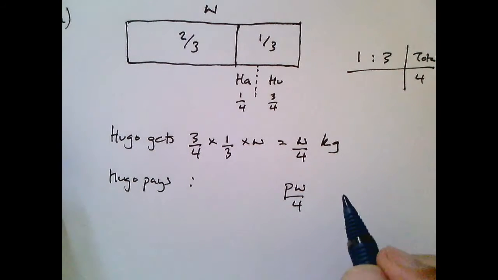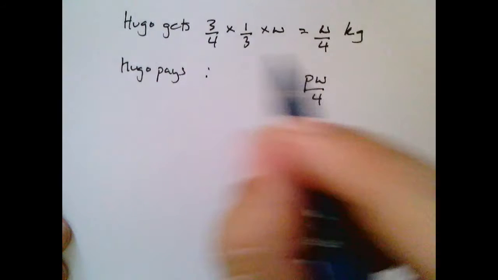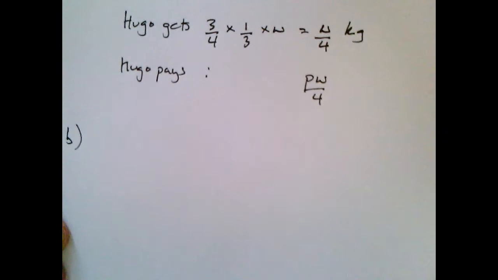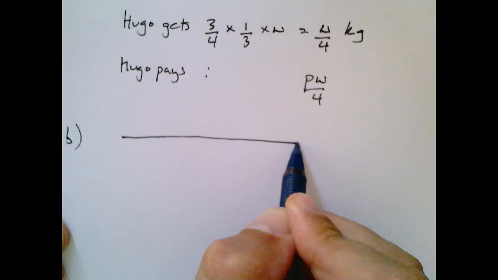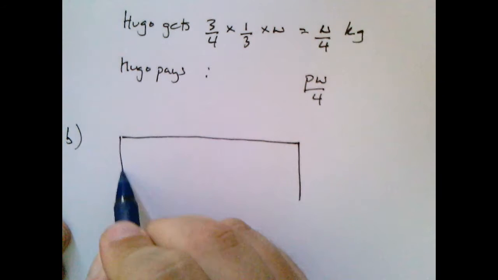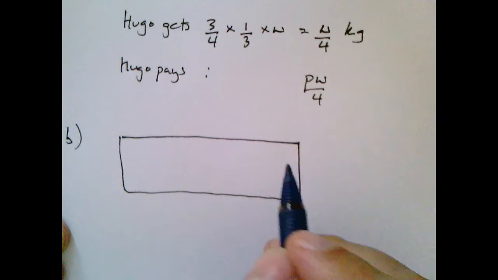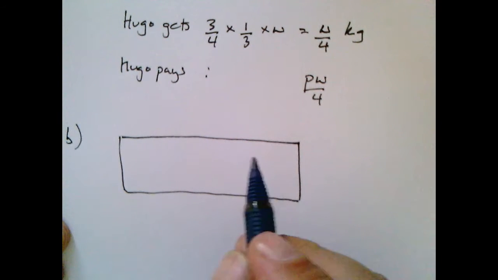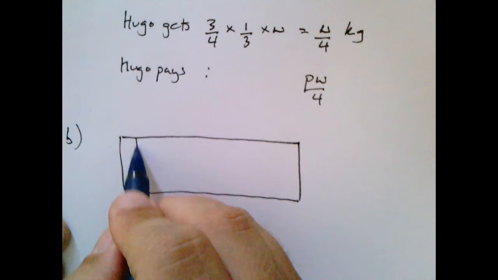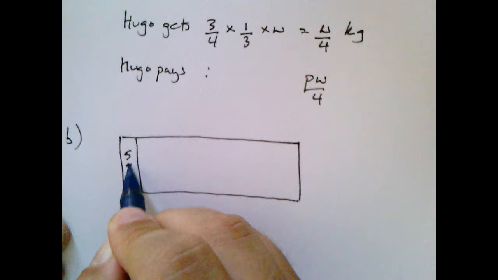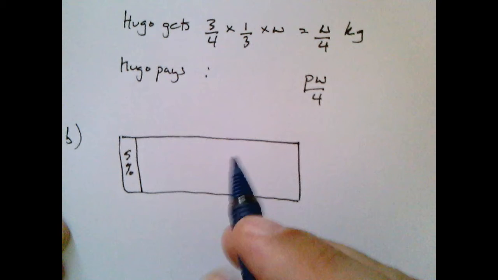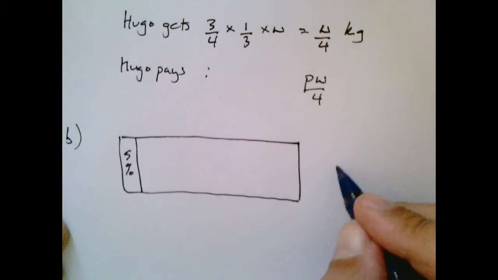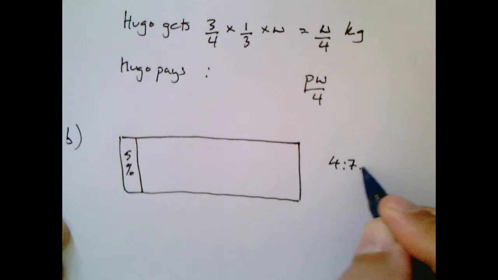Now, part B, similar sort of problem. This time about flour, not wheat, and we've got Jake, Jill, and Jack. Again, let's draw it out. And we know that 5% is off. So that's 5% gets discarded, and the remainder are in the ratio 4 to 7 to 8.